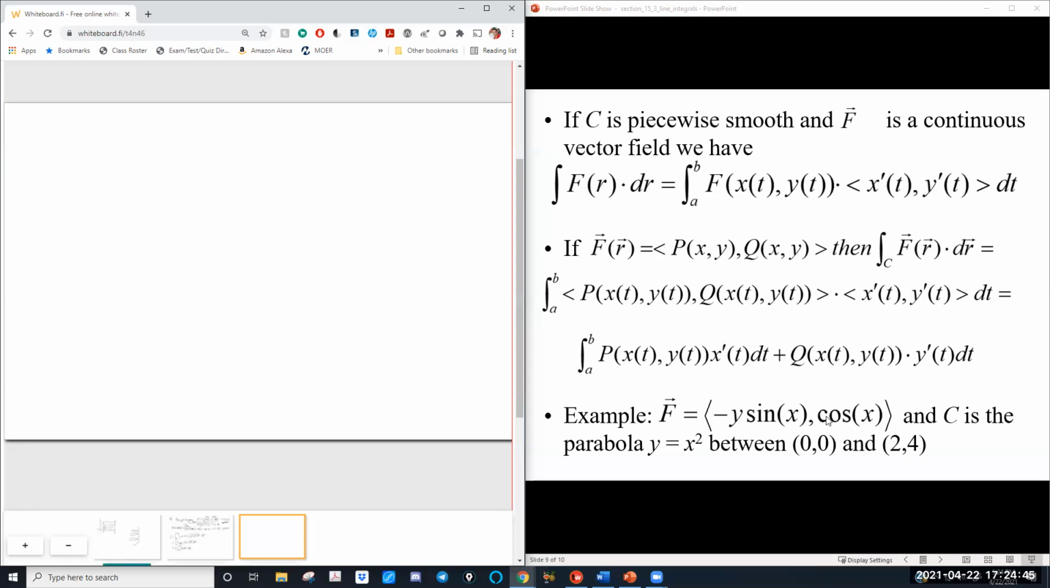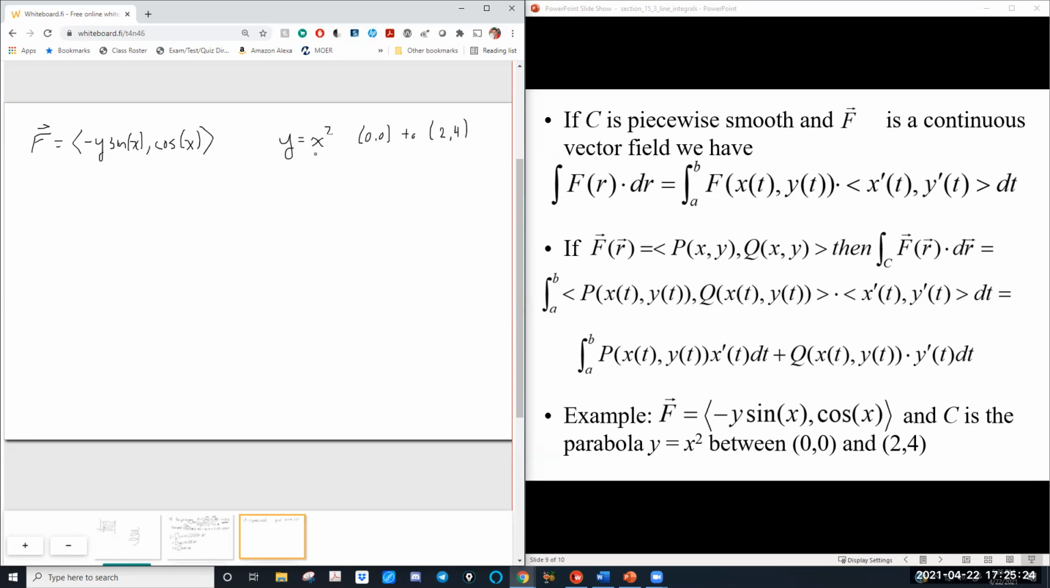All right, so first off, we've got a vector field. So let's write that down. So our vector field. And you'll get a chance to try one of these today too, and hopefully you'll feel better about it before the end of class today. All right, so that's our vector field. Here's our curve. C is the parabola y equals x squared between (0, 0) and (2, 4).